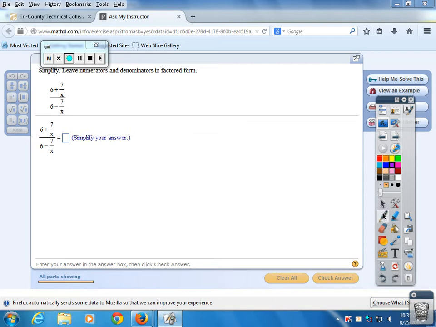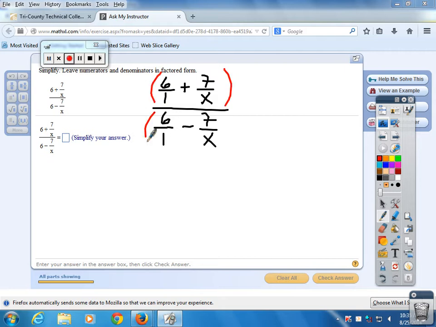What's the common denominator? X. So 6 over 1 plus 7 over x, over 6 over 1 minus 7 over x. Multiply through by the common denominator, which is x.